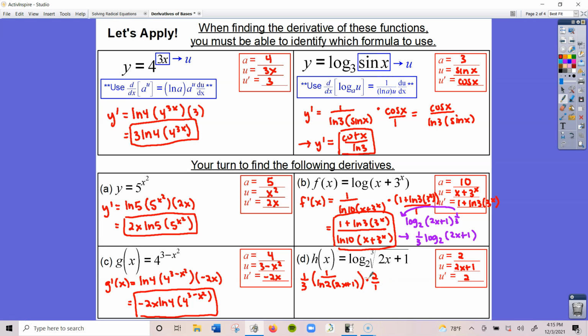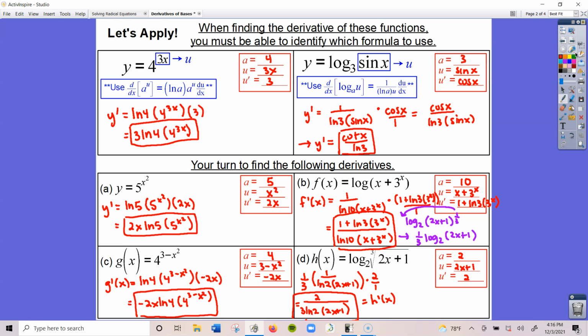Because this is 2 over 1, now we can multiply all of these fractions together. So we have a numerator 1 times 2, which is 2, all over 3 ln of 2 times 2x plus 1. And this would be my derivative, the h prime of x.